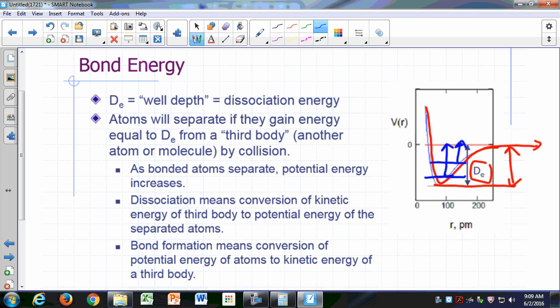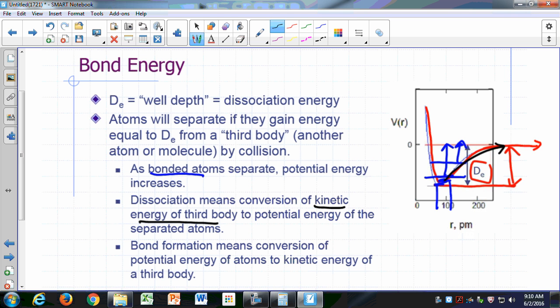So anyway, as bonded atoms separate, you'll notice, so if they're bonded, they're going to be over here. The potential energy, the distances would be somewhere here. The potential energy will have to rise, increase. And so where does the pair of atoms get that energy from? It has to come from a third body, something in the surroundings or another one of the atoms within the system. Okay? So the net effect is you have conversion of kinetic energy of that third body to potential energy of the atoms that are now separated.